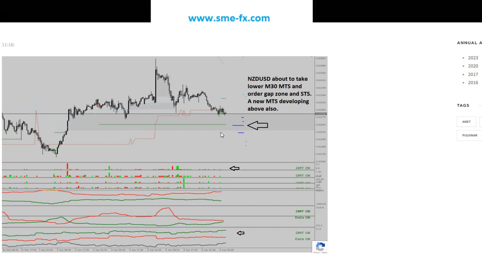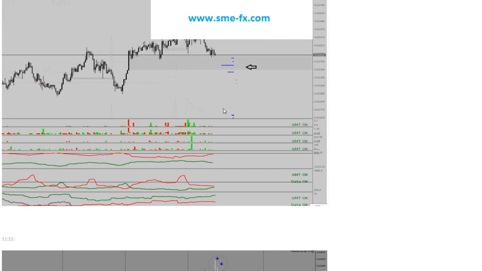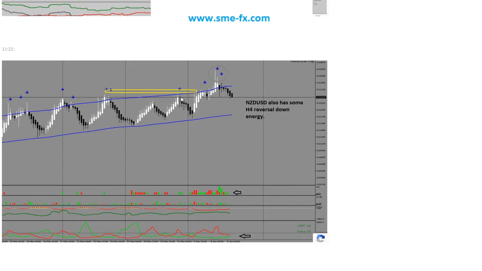And then we have the beautiful medium-term stop in a range and short-term stops below the price. Kiwi is about to take the lower medium M30 time frame medium-term stop, order gap zone and short-term stop. A new medium-term stop is developing above also. You see it nicely on the forward chart.